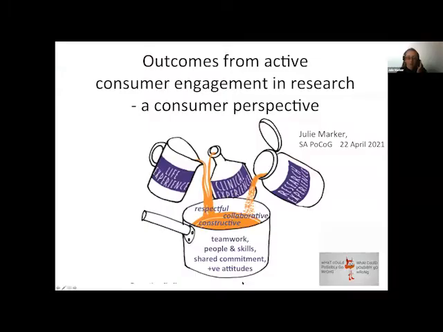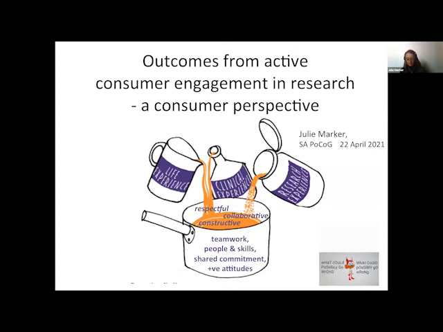Yes, hello. Now just bear with me while I try and share my screen. Can everybody see that? I can. Great. Okay. I want to begin by acknowledging the traditional custodians of the lands we meet on today and pay respects to elders past, present and emerging.